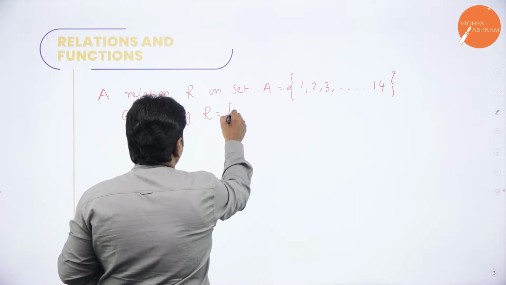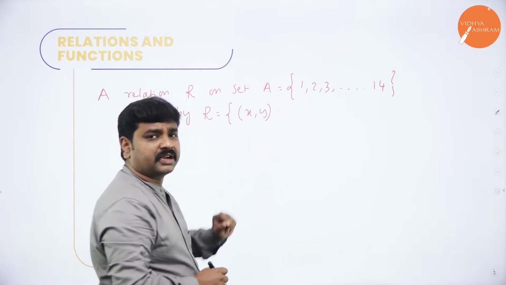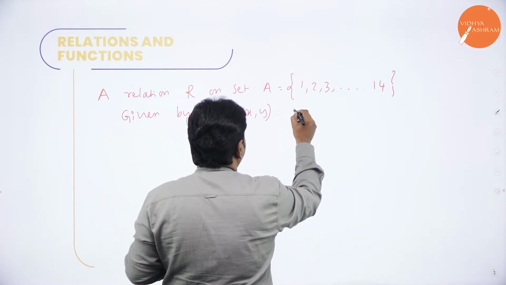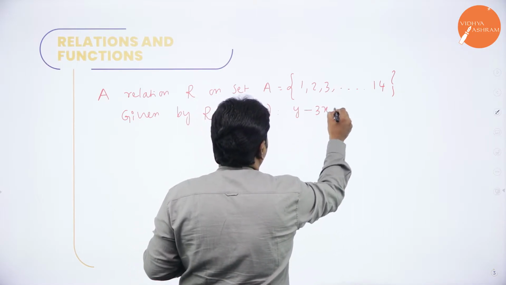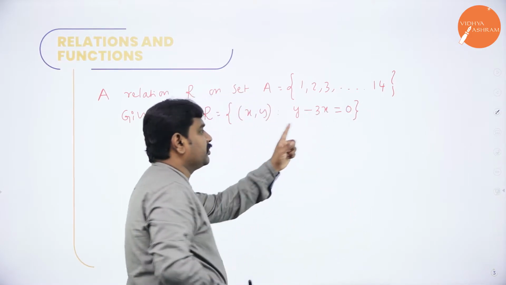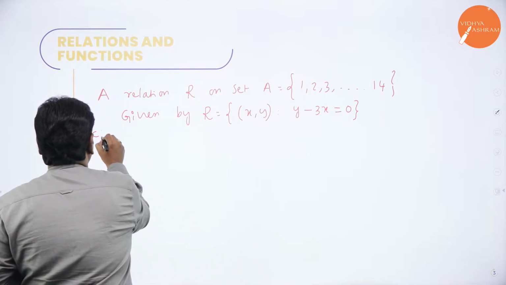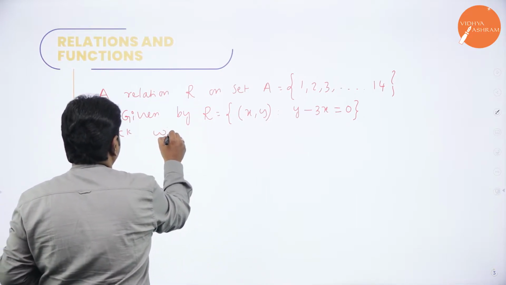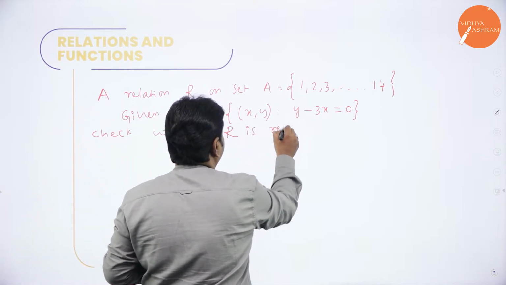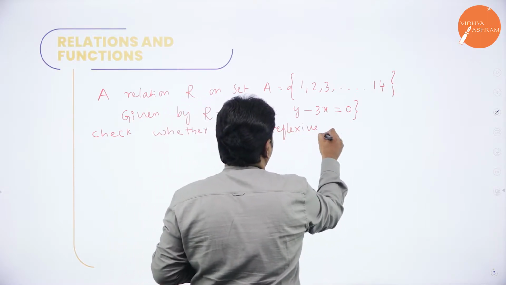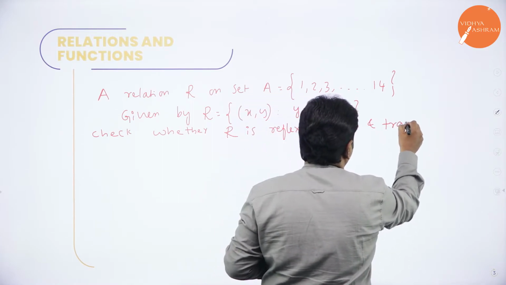R is equal to (x, y). Instead of a, b, they give x comma y. A relation contains ordered pairs such that y minus 3x is equal to 0. When you do y minus 3x is equal to 0, the ordered pair should satisfy this equation. Again, check whether R is reflexive, symmetric and transitive. So we need to check this.